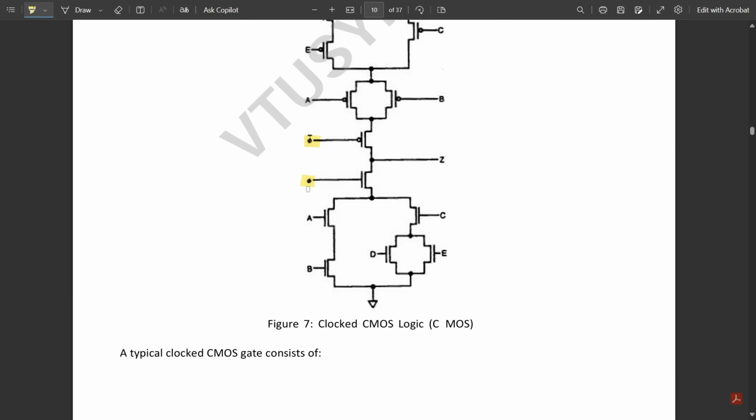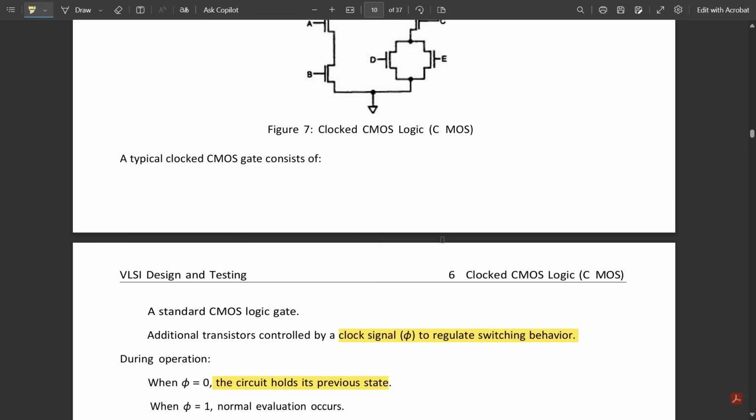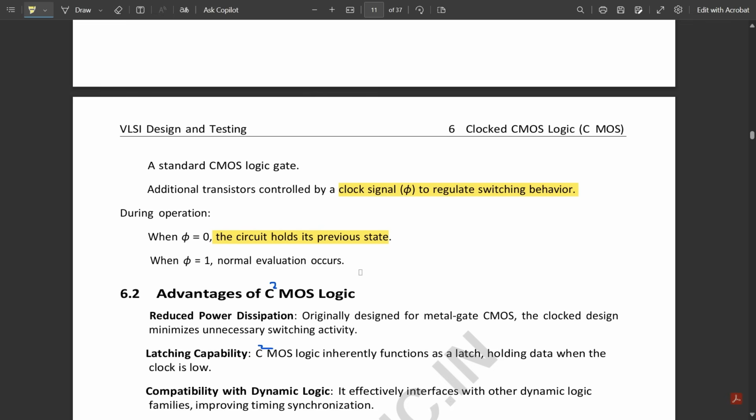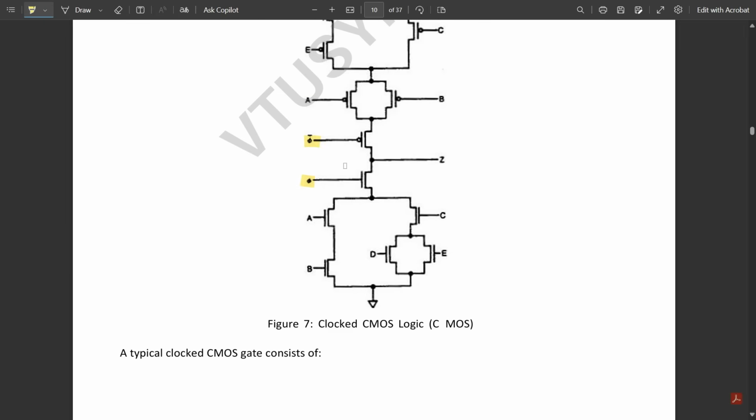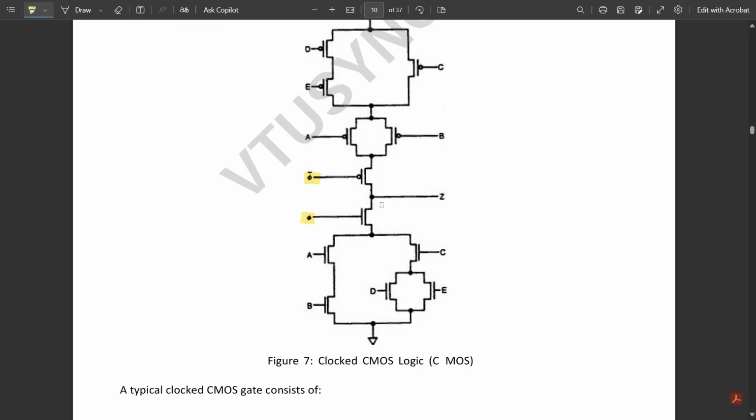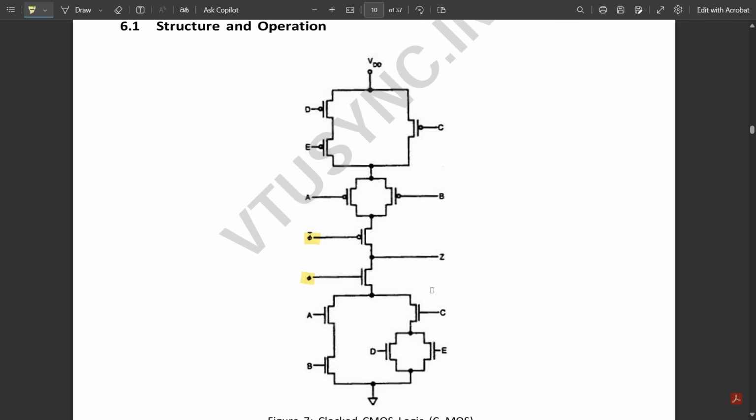So when phi is equal to 0, the NMOS transistor would be activated, and this PMOS would be turned off. So if this is in the on state and this is in the off state, the previous state would be retained, and it would be behaving as a pseudo NMOS logic. Whereas when phi is equal to 1, the normal evaluation would occur, that is when this transistor is on and the NMOS is off, it would be working normally as the complementary CMOS circuit.